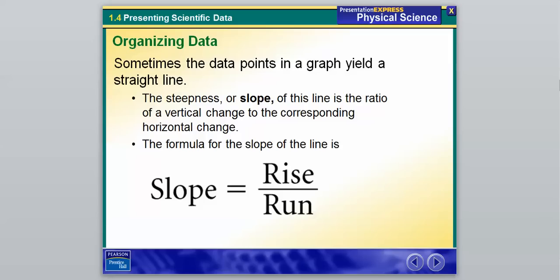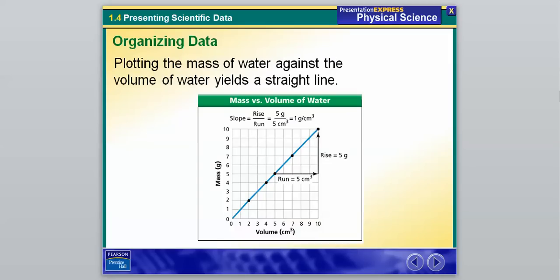So the steepness or slope of this line is the ratio of a vertical change to a corresponding horizontal change, or hopefully you've maybe seen this formula down here, rise over run. To figure out our slope, when we have a line that looks like this, we just find a data point, and we count. Over here we have our run, we go 1, 2, 3, 4, 5, and then we find our second data point up there, and we go up 1, 2, 3, 4, 5. So we take 5 over 5, and we use our measurements here with mass and volume, and so we have that our slope is just 1 gram per cubic centimeter.